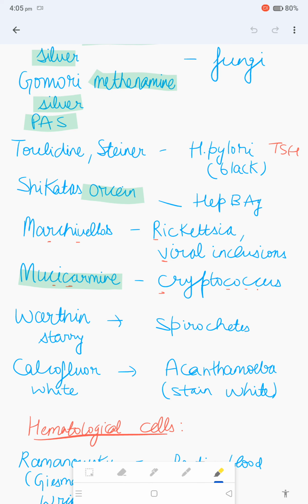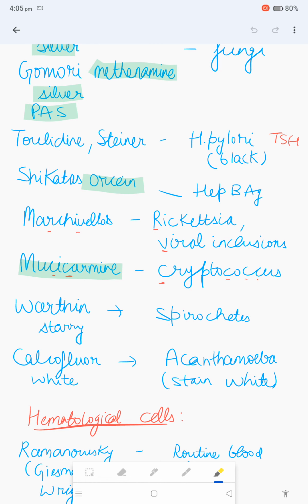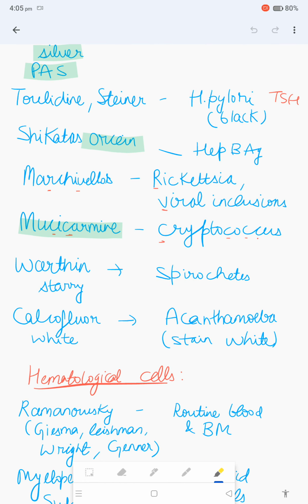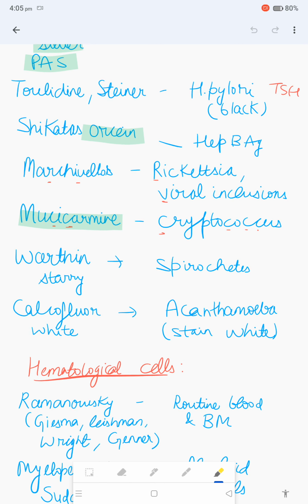Shikata's orcein stain. Orcein rhodanine was also there in copper. Then Shikata's orcein is for hepatitis B antigen. Then Machiavello's stain, where M and V are coming, is for rickettsia and viral inclusions.